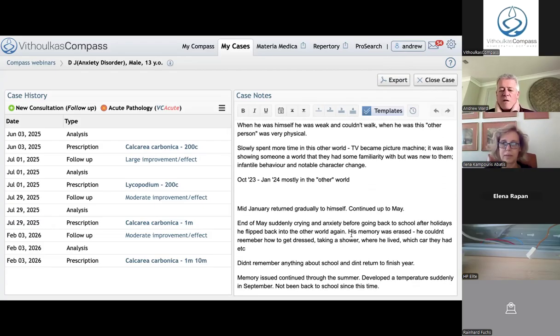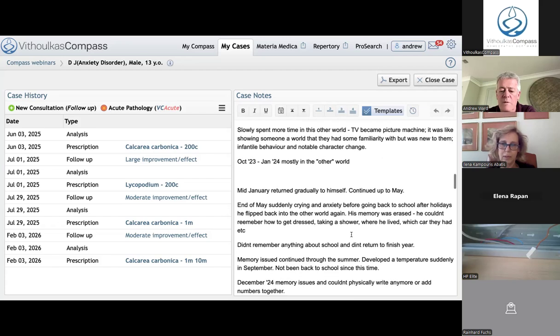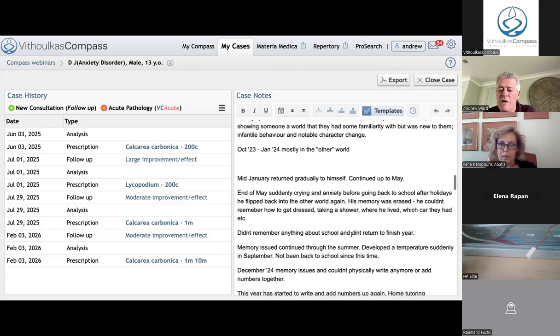The end of May, suddenly crying and anxiety before going to school after the holidays, flipped back into the other world. His memory was erased. He couldn't remember how to get dressed, take a shower, where he lived, or what car they owned. Didn't remember anything about school and didn't return to finish the year. Memory issues continued through the summer. Developed a temperature suddenly in the September. Not been back to school since this time.